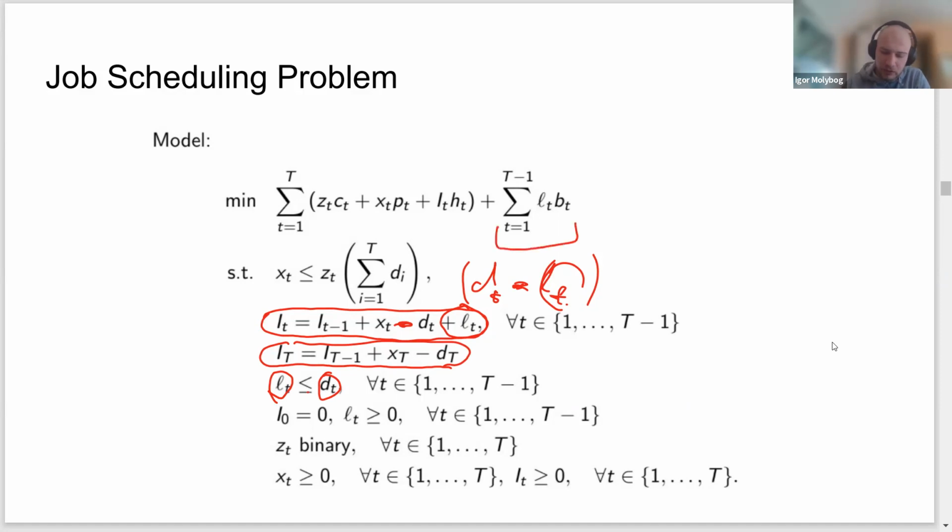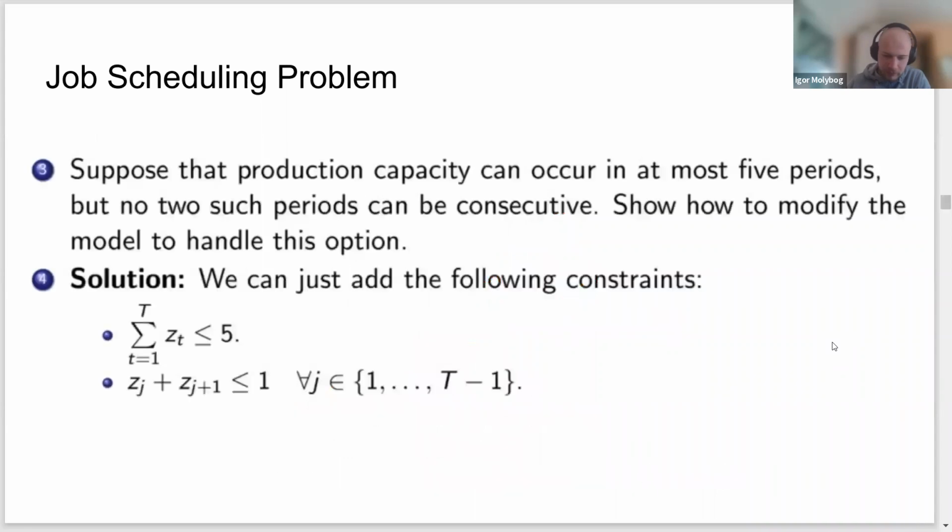And then we need to remember that we need to add an additional term to the total cost, because we incur a loss BT for each of the LT units of demand that we do not satisfy. Any question here?